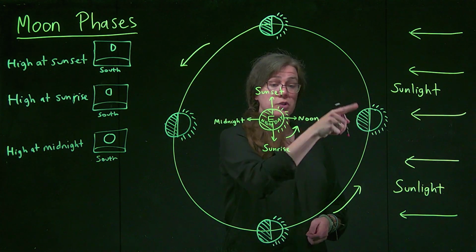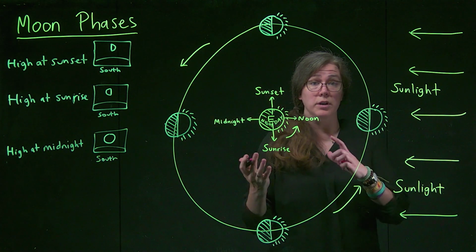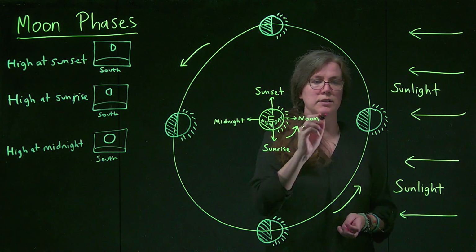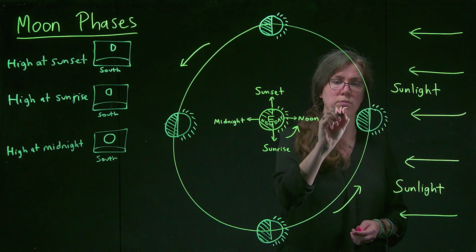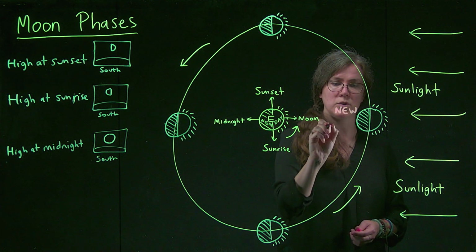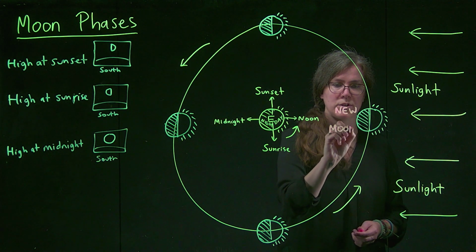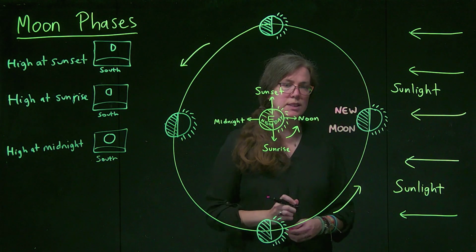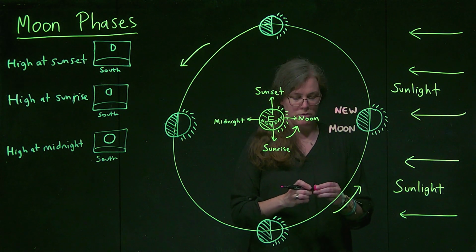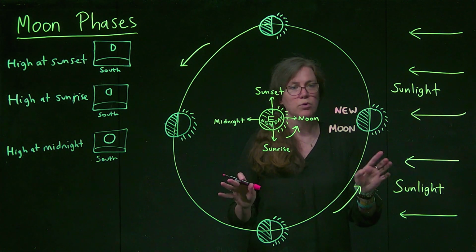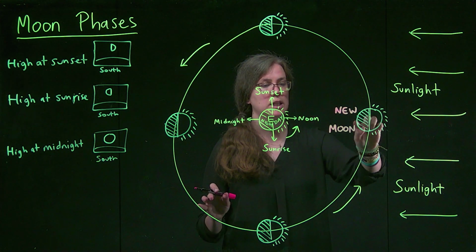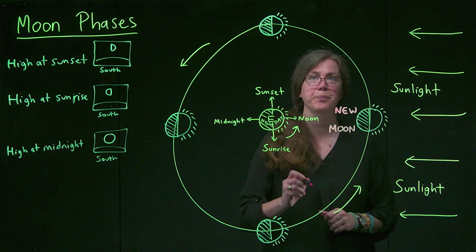This is the start of what we call the cycle of the moon's phases, and this is a new moon. It's new because it's the start of the cycle, which is somewhat arbitrary, but it's empty. That seems like a great way to get started, with an empty moon from our point of view. We don't see any of the lit up side, so we call that the new moon.